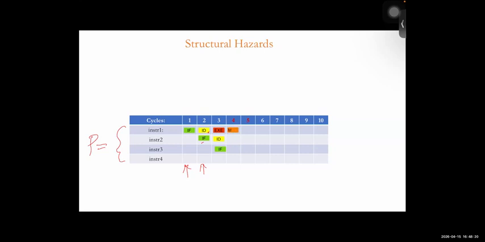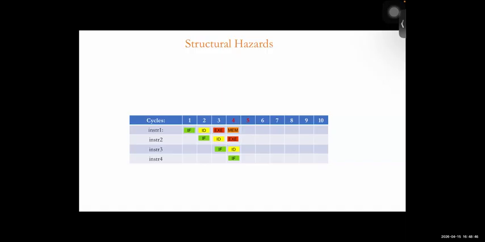Then at the fourth cycle, instruction 1 moves to the next stage, that is the memory access stage in the pipe, instruction 2 moves from instruction decode to execution stage, instruction 3 enters into instruction decode stage, and instruction 4 enters into instruction fetching stage.